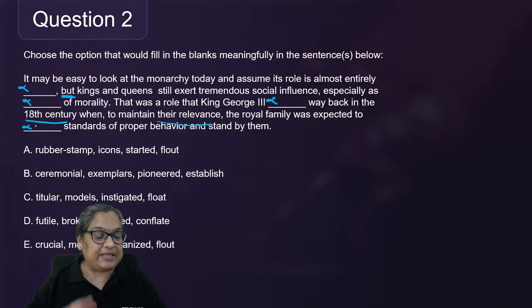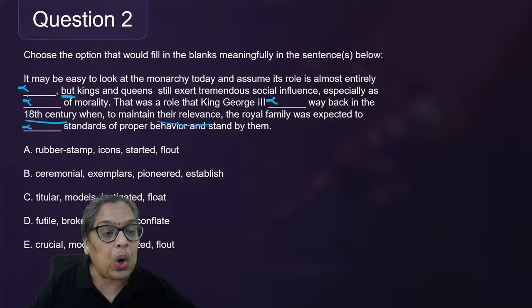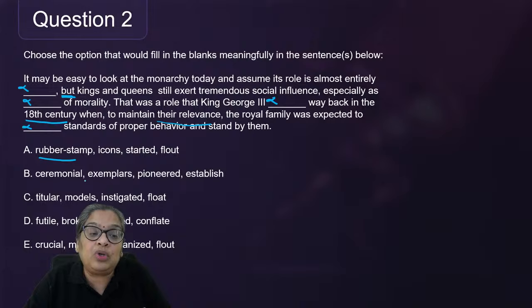Let's quickly look at the options. Rubber stamp, but kings and queens, almost entirely rubber stamp. Can you say that? Does it make sense grammatically to say his role is almost, you call a person a rubber stamp when he doesn't have power, but do you call a role a rubber stamp? Does it work? If it doesn't, eliminate this option, move to the next. His role is almost entirely ceremonial. As a symbol, works. So B we can look at.